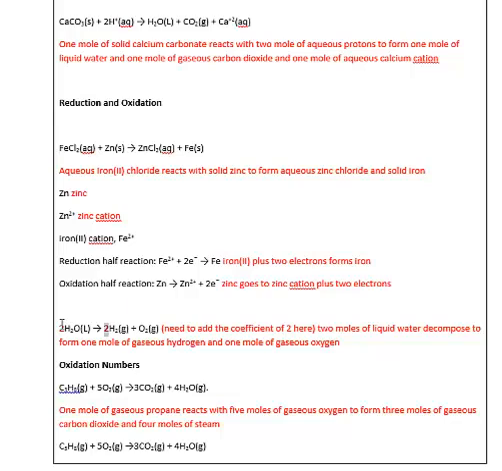Let's see. So I made them red, so that might make them easier to find. All right, so 2 moles of liquid water decomposes to 2 moles of gaseous hydrogen and 1 mole of gaseous oxygen. Oxidation numbers. 1 mole of gaseous propane reacts with 5 moles of gaseous oxygen to form 3 moles of gaseous carbon dioxide and 4 moles of steam. And that works for this chemical reaction too, which is exactly the same.